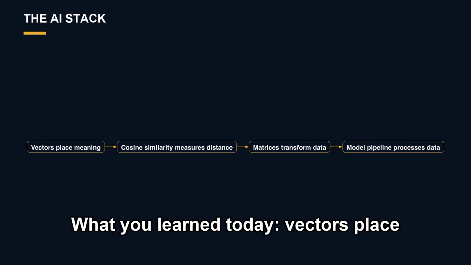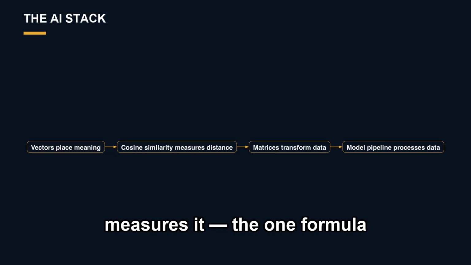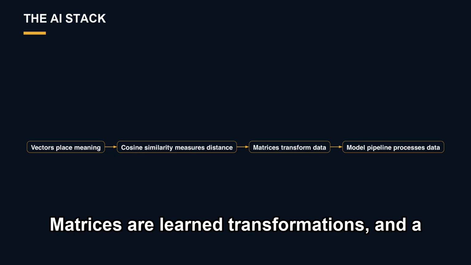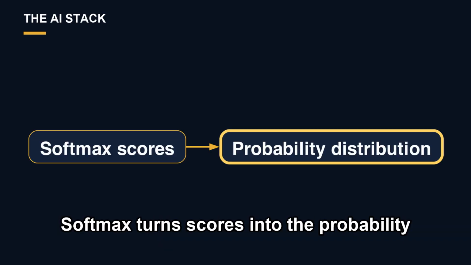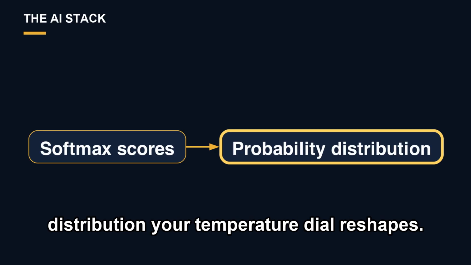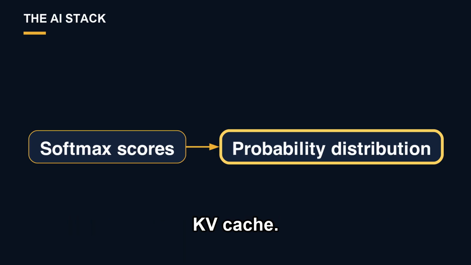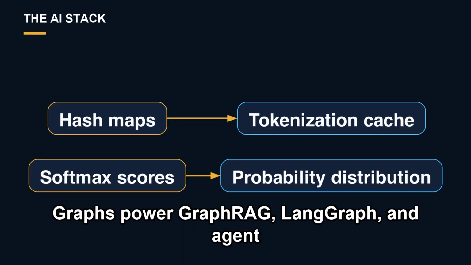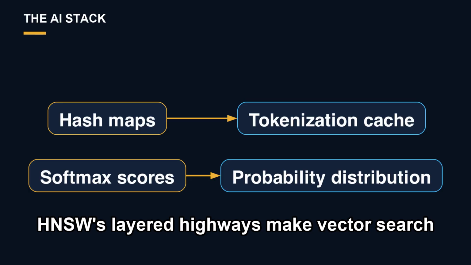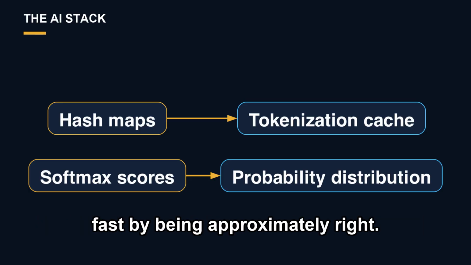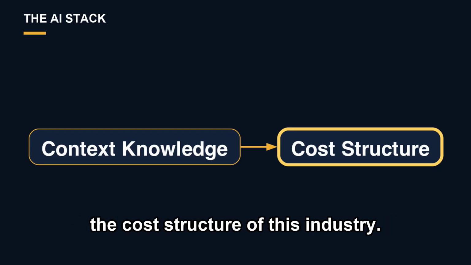What you learned today: vectors place meaning in space, and cosine similarity measures it, the one formula of the AI era. Matrices are learned transformations, and a model is a pipeline of them. Softmax turns scores into the probability distribution your temperature dial reshapes. Hash maps power tokenization and the KV cache. Graphs power GraphRAG, LangGraph, and agent networks. HNSW's layered highways make vector search fast by being approximately right. And the n-squared reflex explains half the cost structure of this industry.